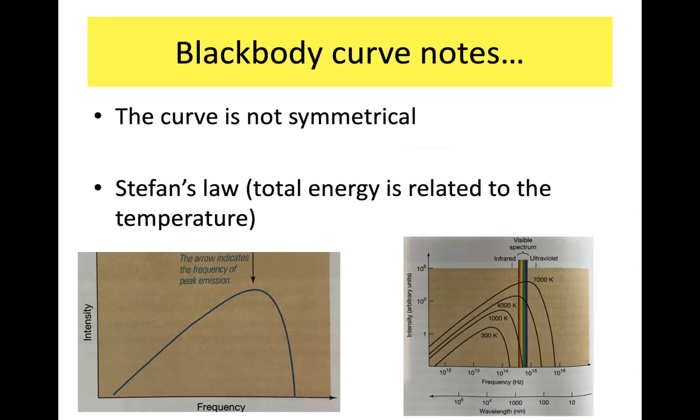Notice 300K, it's a small mountain, so a small amount of energy. 7,000K, the mountain's much larger. So if we calculated the area under that curve, it would be much larger. Stefan's law relates to that. And it's a good one to at least be familiar with the word Stefan's law. All it basically means, more energy is required for a higher temperature. That's kind of obvious. And the graph itself shows that pretty well.